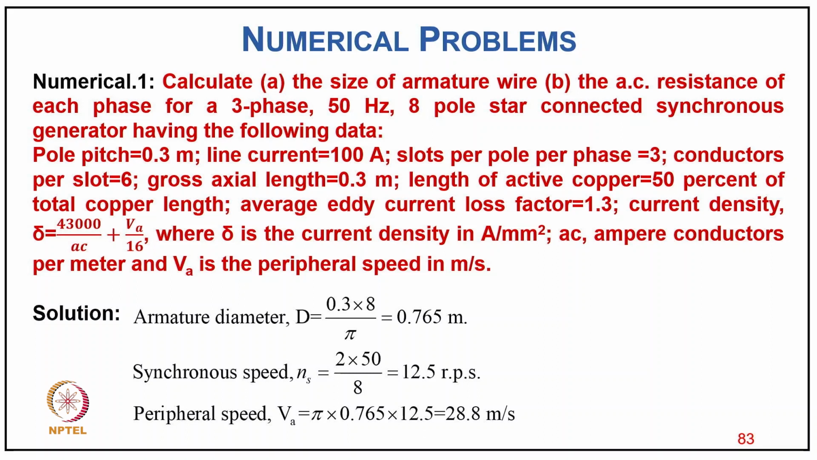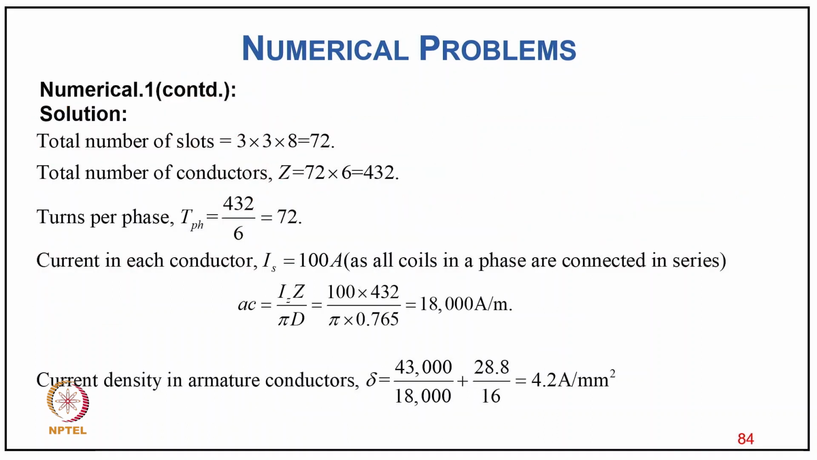Now with the solution, armature diameter is D equal to 0.3 into 8 by pi, that is 0.765 meter, and synchronous speed NS is equal to 2 into 50 by 8, so that's 12.5 RPS, and peripheral speed VA is pi D, and it is 28.8 meter per second. Now the total number of slots is equal to 3 into 3 into 8, that's 72. Total number of conductors is Z equal to 72 into 6, 432, and turns per phase is 432 divided by 6 equal to 72, and current in each conductor is 100 ampere. All coils in each phase are in series.